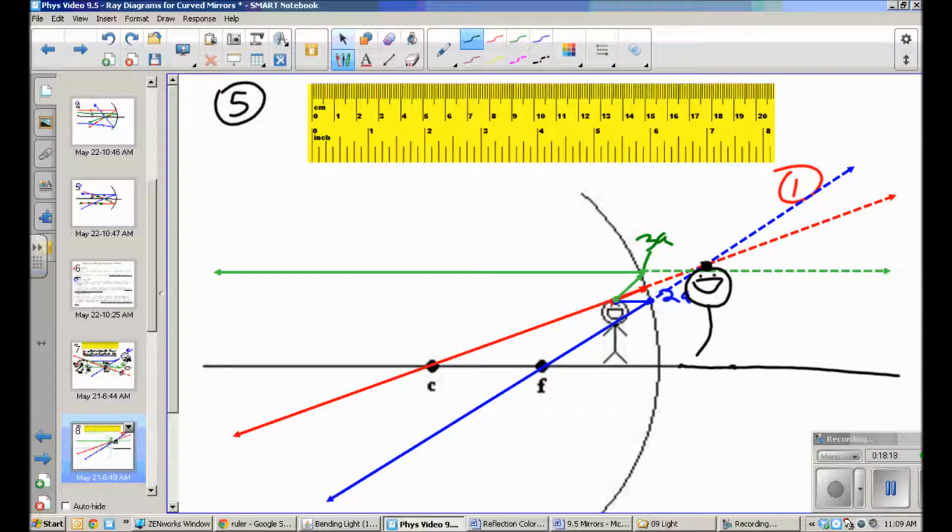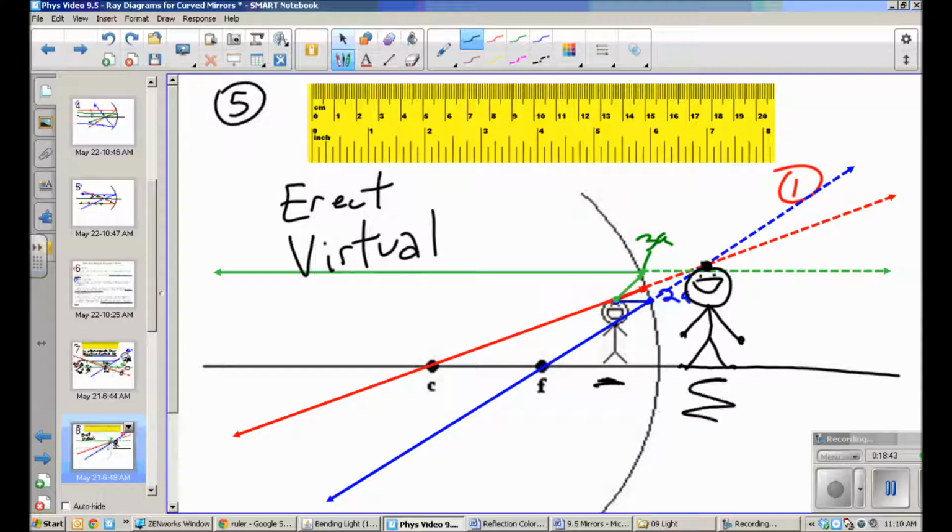So here we go, giant image. If you've ever been to the makeup counter at a random department store and looked at your pores all giant and scary, this is how that happens. It is formed by a converging mirror where your object is inside the focal length. Okay. So this image here is going to be erect because it is in fact right side up, and it's virtual because there's no real light behind the mirror over here. Okay, those are dotted lines.